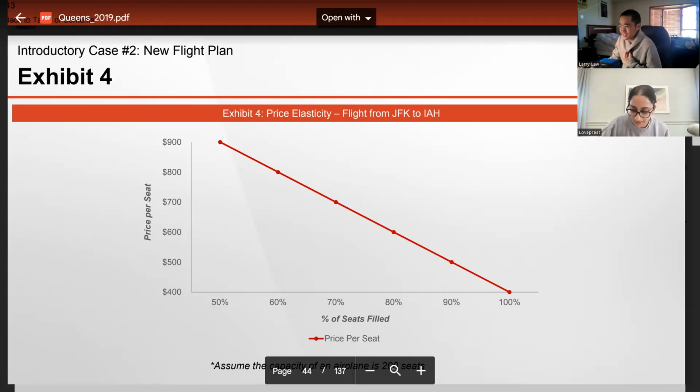So then I would multiply those two values to see what our revenue would be per flight in that case. So in that case, we would have 900 times 100, which is $90,000. Yes, 90,000. Now moving on to 60% capacity, 60% of 200.